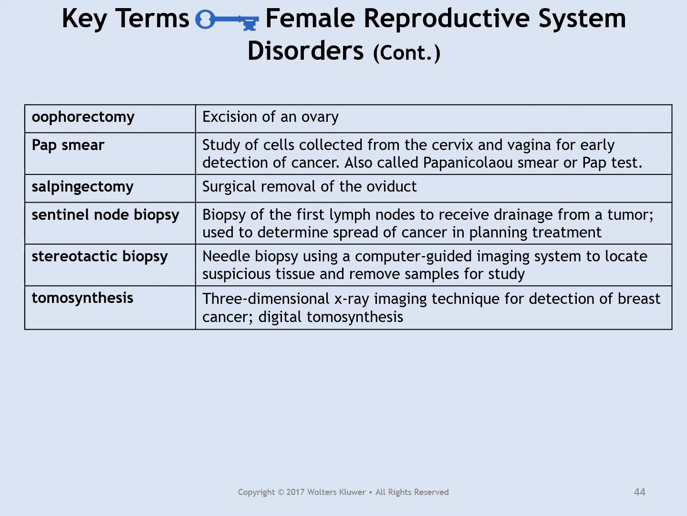Oophorectomy we looked at. Salpingectomy is the removal of the oviduct if it becomes cancerous.